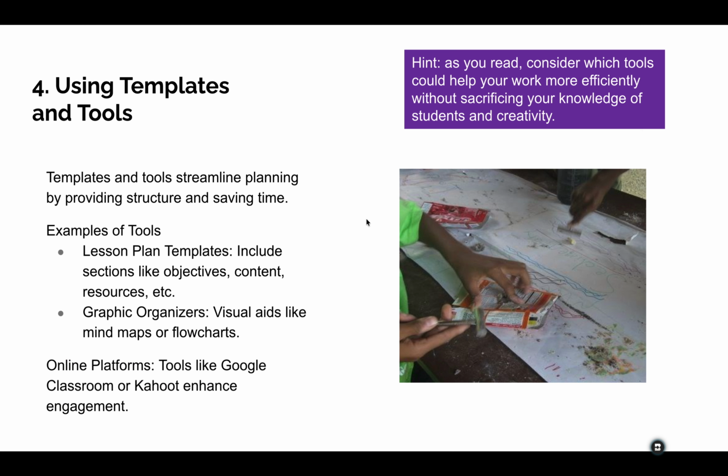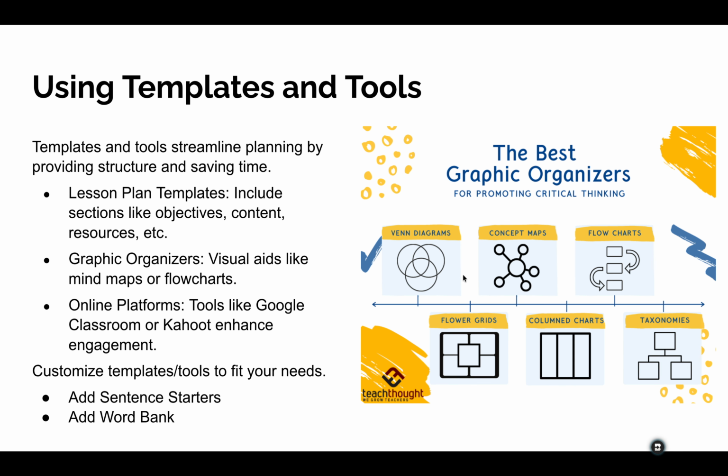And then finally, using templates and tools. When we think of templates and tools, it's what our lesson planning templates look like, different graphic organizers we could use, such as mind maps and flowcharts, things like Google Classroom or Kahoot for engagement purposes. I have some more examples here of different graphic organizers like Venn diagrams, flowcharts. Here's a taxonomy, concept map. So these are all things you could use to support students for visual aids. Also thinking about adding sentence starters and word banks to your graphic organizers.